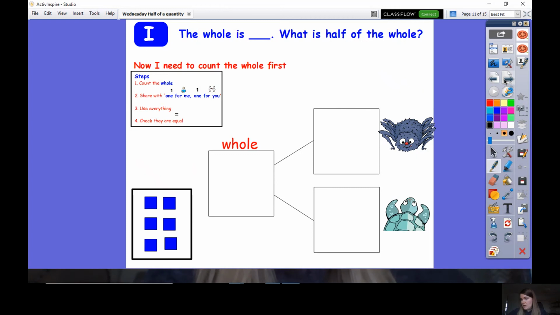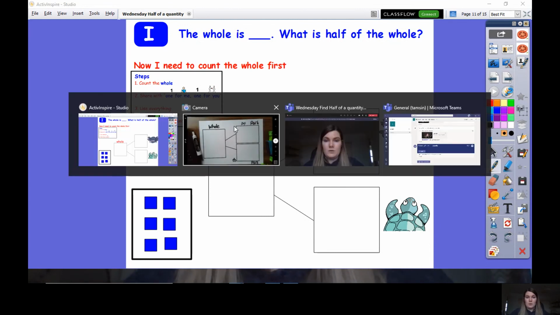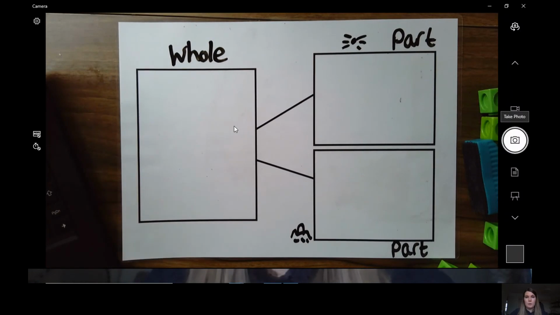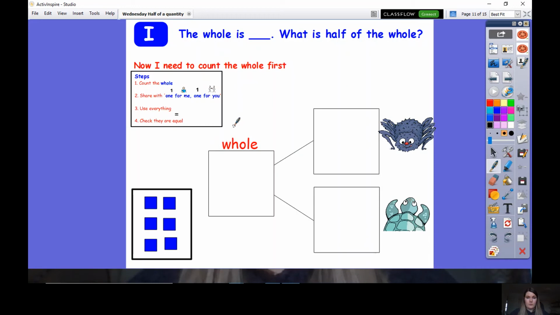So what I am going to ask you to do is have a go drawing your part whole model. Okay, so I'm going to leave mine on the screen for you. You're going to put me on pause. Have a go drawing this. Putting me on pause now. Fantastic. You've drawn your part whole model. What we're going to do is try and do the whole equation.